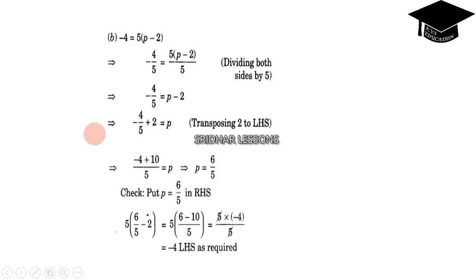So to check the value, put p is equals to 6 by 5 in the right hand side. 5 into 6 by 5 minus 2. That means taking LCM, 6 minus 5 into 2 is minus 10. Okay, 6 minus 10 by 5. Here it is, so 5 into minus 4 by 5. 5 and 5 get cancelled. We have got minus 4 as the required solution.